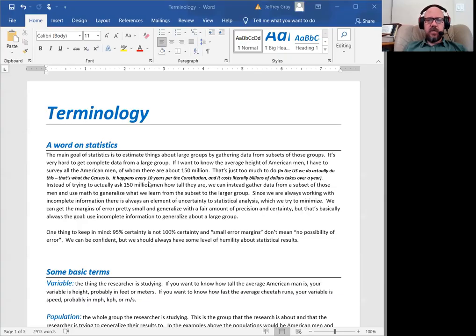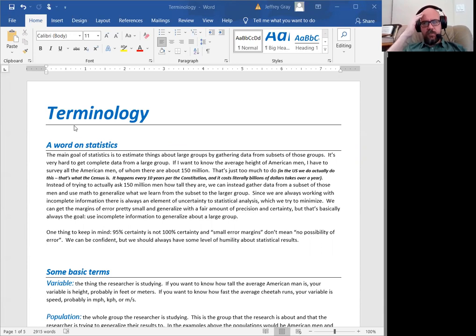Where is my? There it is. Okay. So I've got this. This is available in the module as well. This is the thing you can download. I'm kind of just going to go through this and talk about some of the terms in a slightly different way than it's written here, but I'll let you read it as well, obviously.